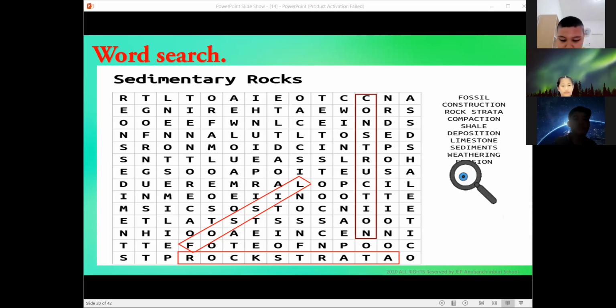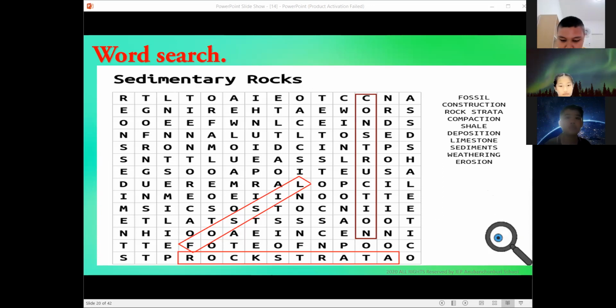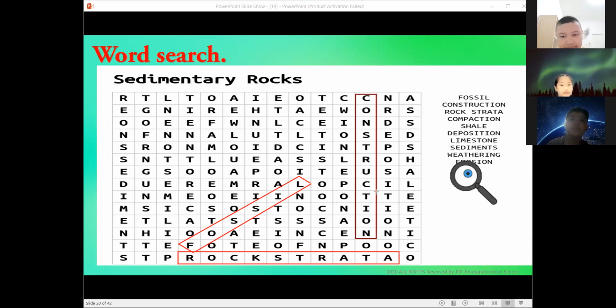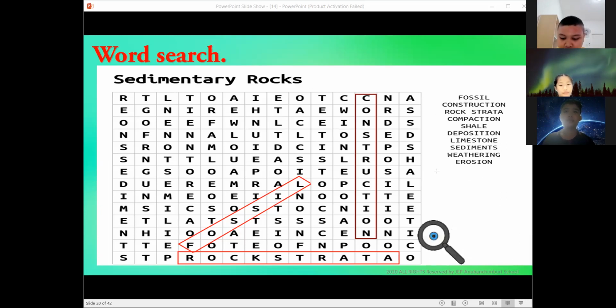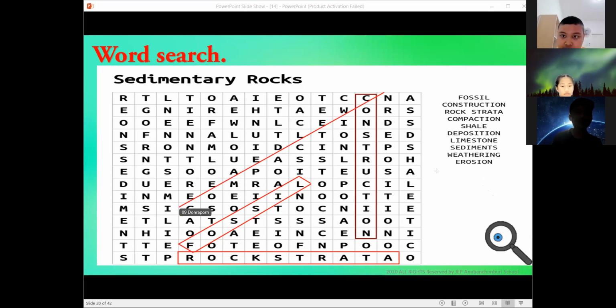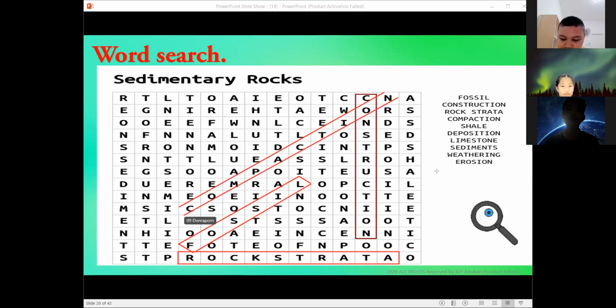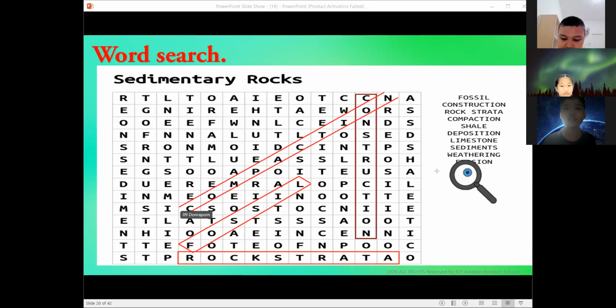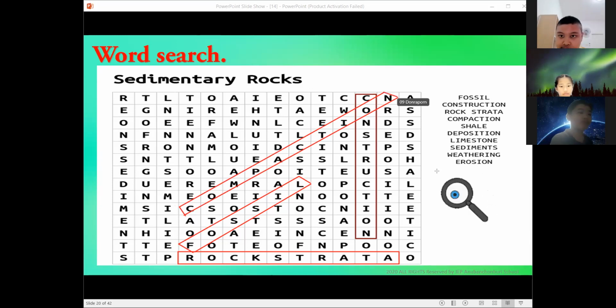What about compaction? Who can find the word compaction? Don Rapon? Oh yeah. Anybody who can find the word compaction? Yes, Don Rapon, go ahead. Okay. Compaction. All right. Thank you, Don Rapon. Thank you for your effort. I know it's very difficult to make very long lines like that. Thank you, Don Rapon.